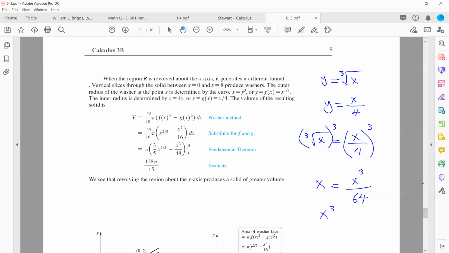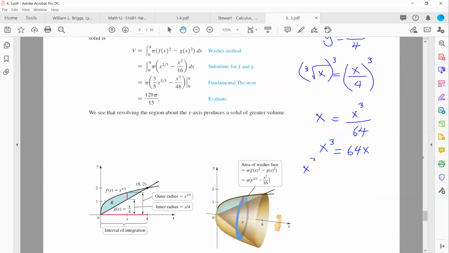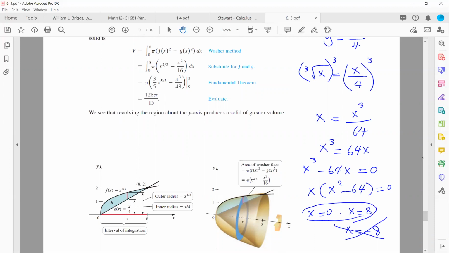So x cubed is equal to 64x. We subtract these two, you get x cubed minus 64x equal to 0. We can factor out x. You get x squared minus 64 equal to 0. So x is equal to 0, or x is 8, or x is minus 8. Remember that we are in the first quadrant, so x cannot be negative. Your lower bound is 0, your upper bound is 8.